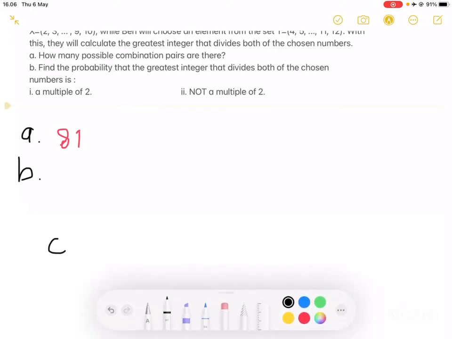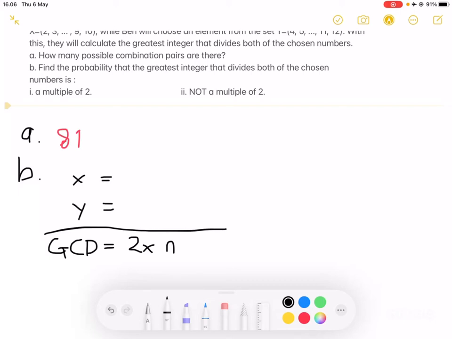So we can rewrite the GCD as 2 times n for some arbitrary integer n. Now let's say the chosen numbers will be x and y from each corresponding set. Now for it to have a GCD that is a multiple of 2, both of them must be a multiple of 2. And we don't really care about the rest, because n could stand for anything, and these also can stand for anything. What we only care about is that it must be even, or it must contain a factor of 2.